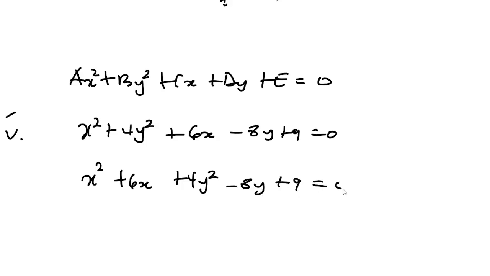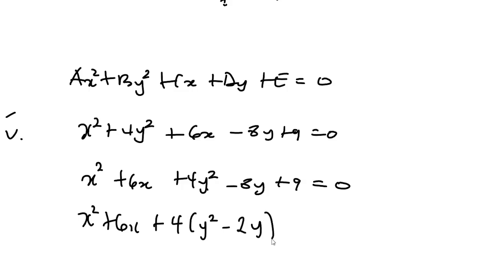So we have this, we can group it x squared plus 6x, then we have 4y squared minus 8y plus 9 equal to 0. Okay, so in this case, we have to make sure that the coefficient of y squared is 1. So we can decide to factor 4 out here. So you have x squared plus 6x plus 4 out, y squared minus 2y plus 9 equal to 0.